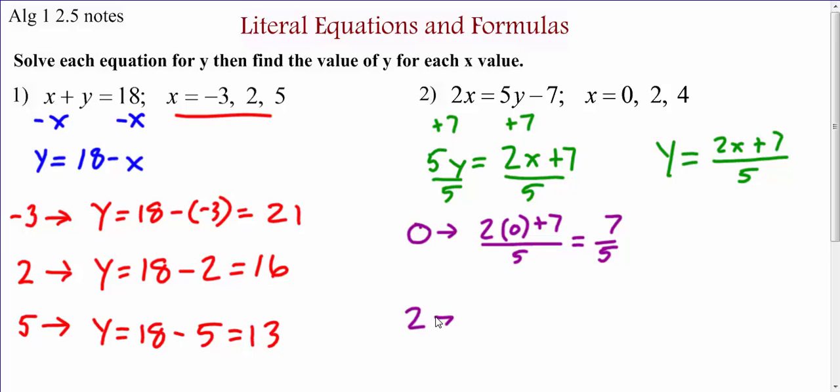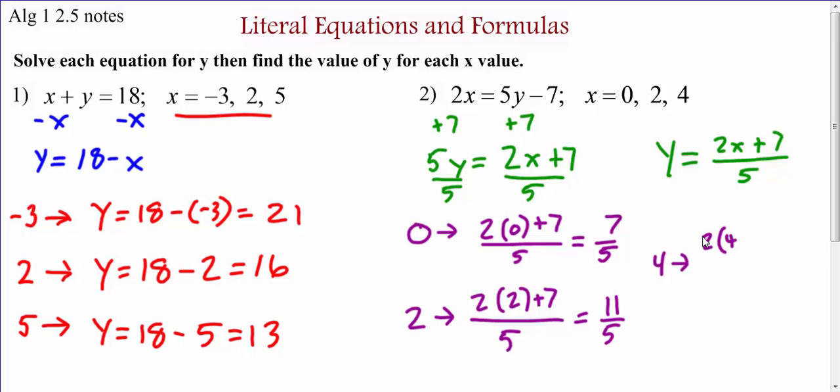For 2, we'd plug in 2 for x, so we would take 2 times 2. We'd still add 7 and divide by 5. That's 4 plus 7 divided by 5, so that's 11/5. And then finally with 4, we'd have 2 times 4 plus 7 divided by 5. That's 8 plus 7, or 15/5. And that then would be 3.